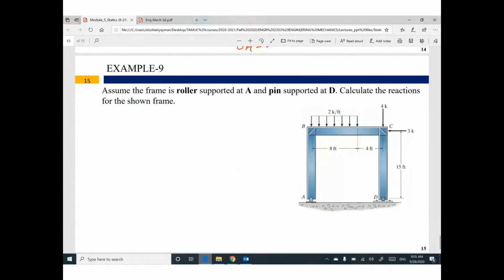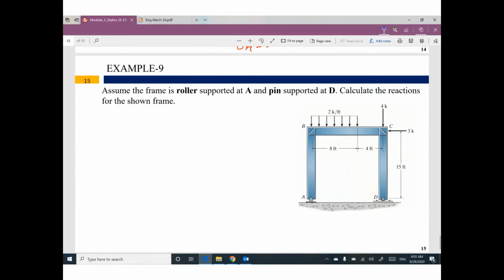We have a frame. Actually, I don't care in this course. I don't care about the type of the structure, beam, frame, or truss. My first concern, what type of supports do you have? Please read your problem carefully.